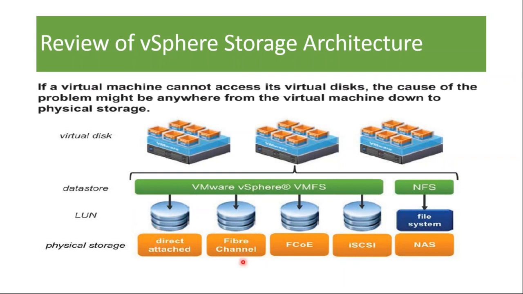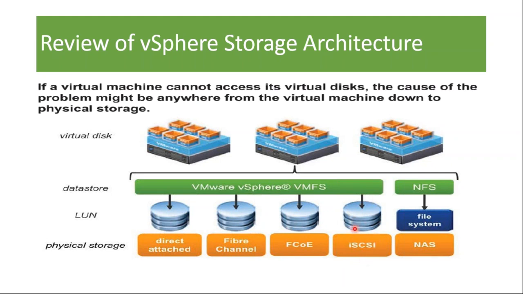The other one is Fibre Channel. Using Fibre Channel we can configure SAN storage using the WWN or WWPN number. We connect the SAN storage using Fibre Channel adapters, which we call HBA adapters. And Fibre Channel over Ethernet: using converged network adapters, you can configure SAN storage using Fibre Channel over Ethernet. That is one of the storage models.